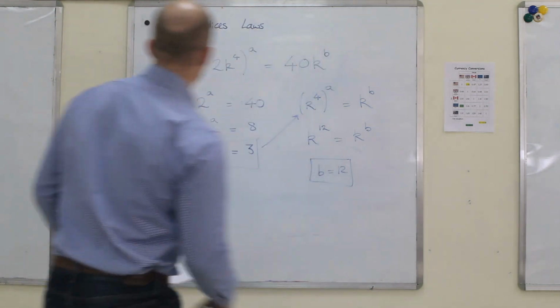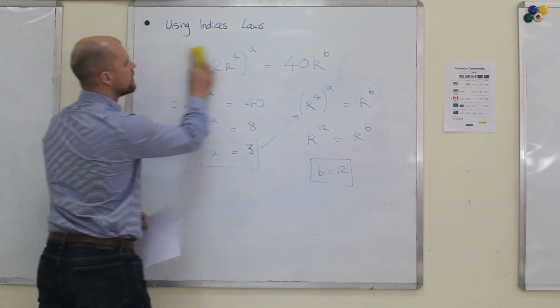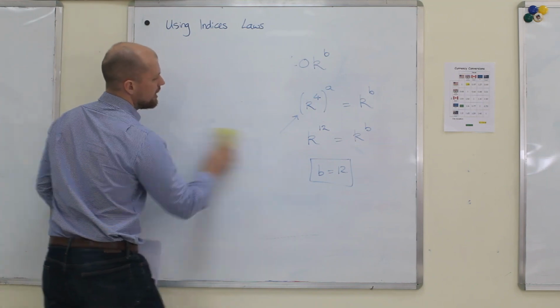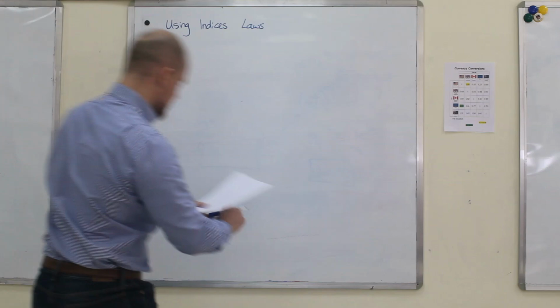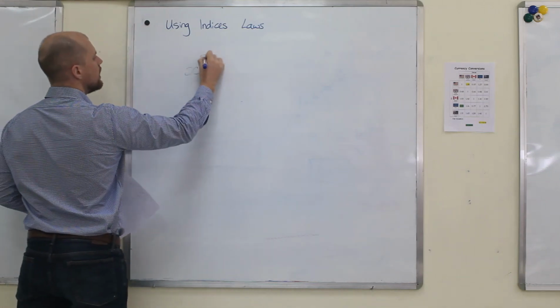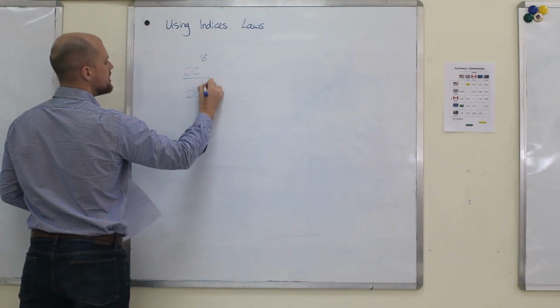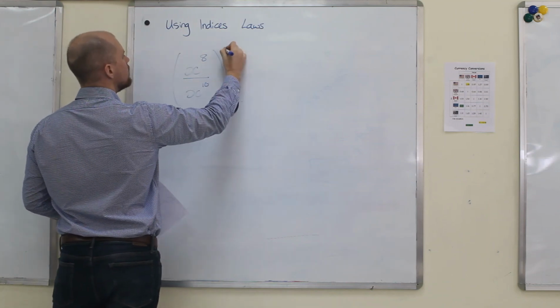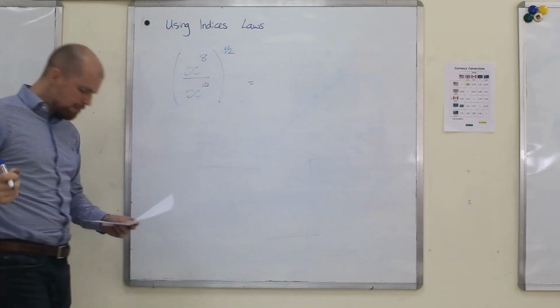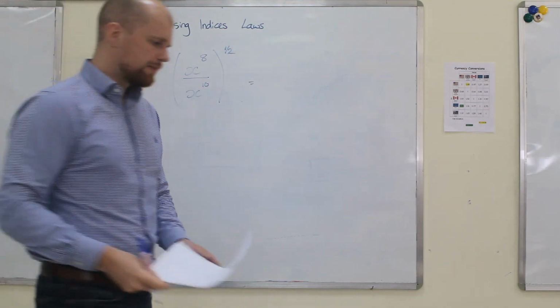Very last question, a little bit easier. We're going to look at simplifying indices. So let's do this one. x^8 divided by x to the power 10, all to the power 1/2. And I want to simplify the powers.